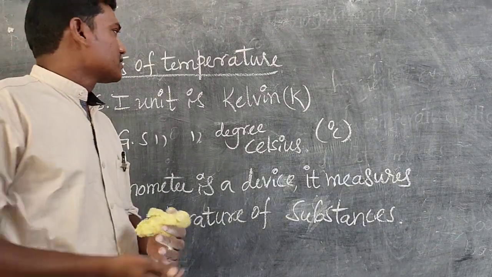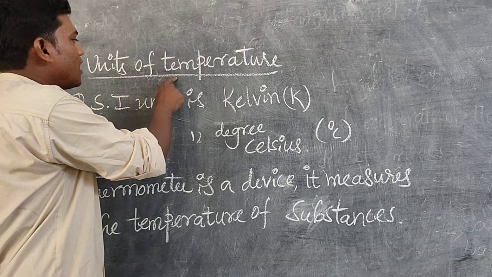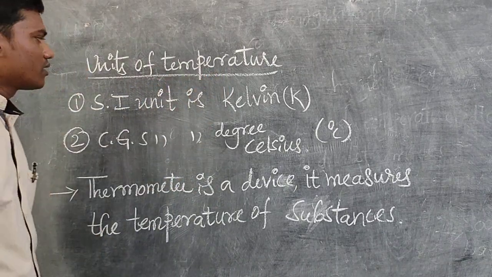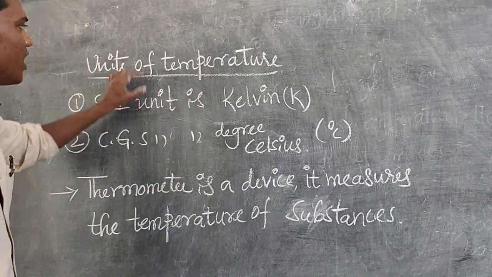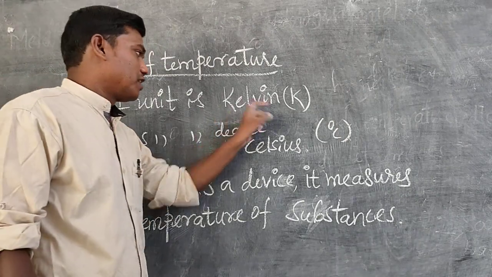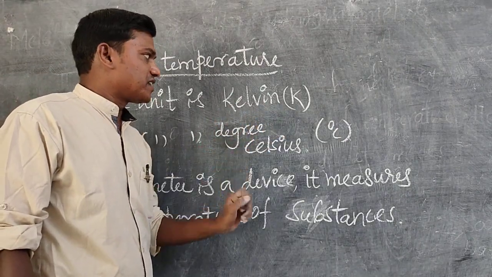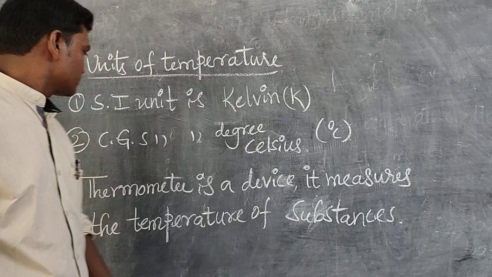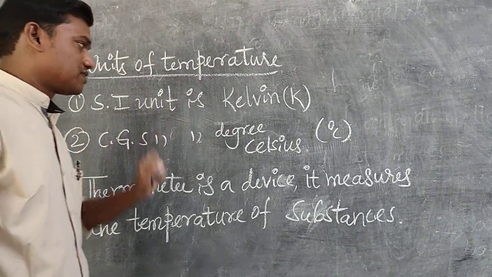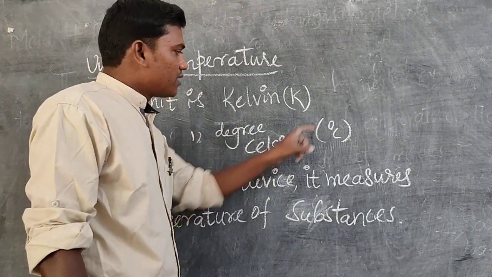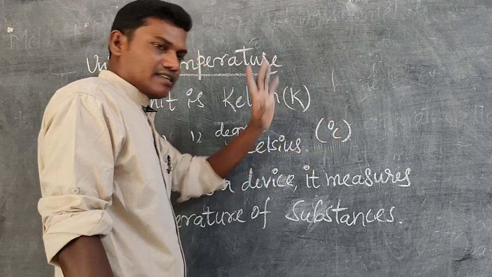Now we discuss what the units of temperature are. The SI unit of temperature is Kelvin. It is represented by the symbol K. The CGS unit is degree Celsius. The symbol is degree Celsius.